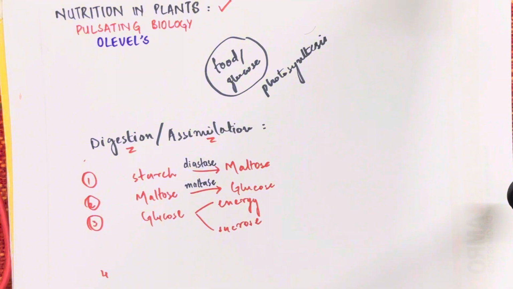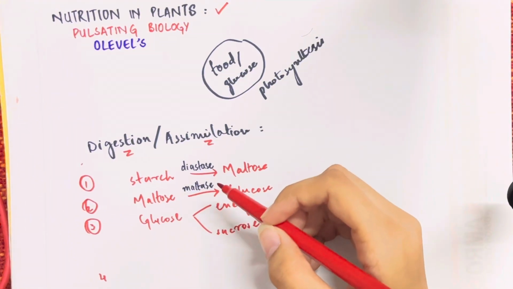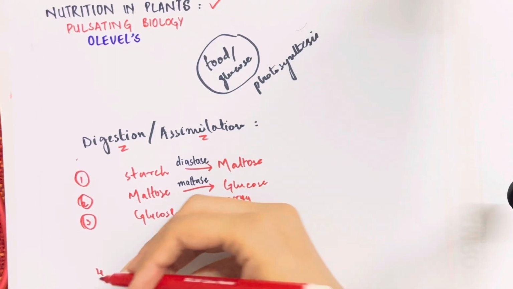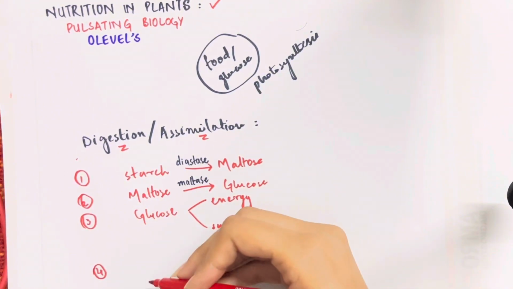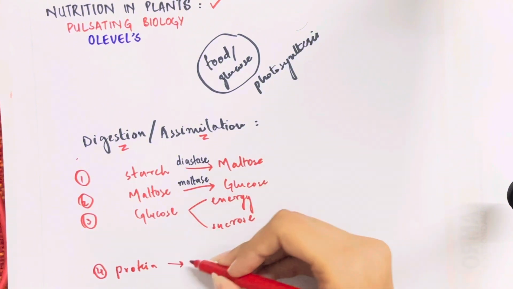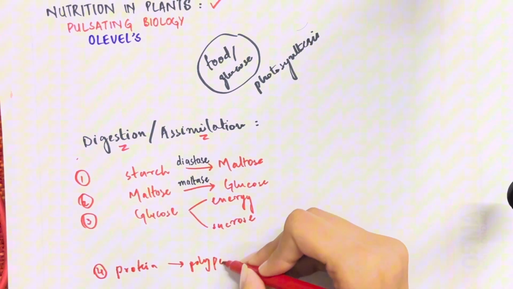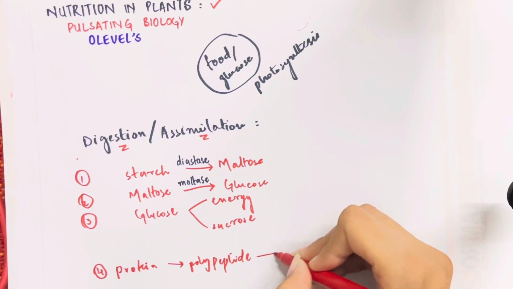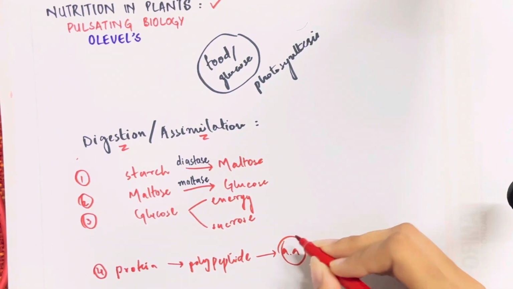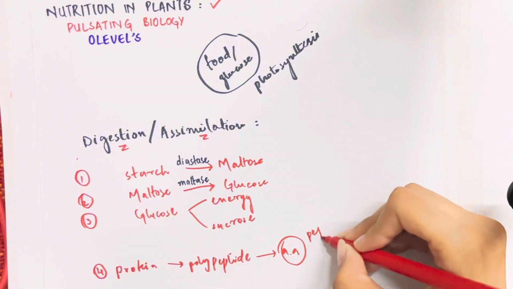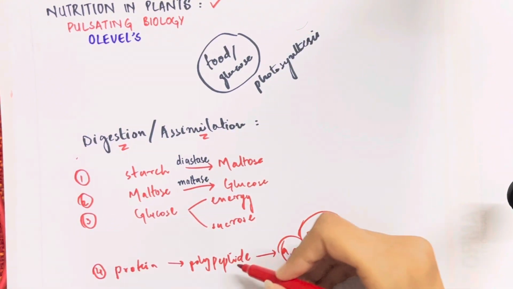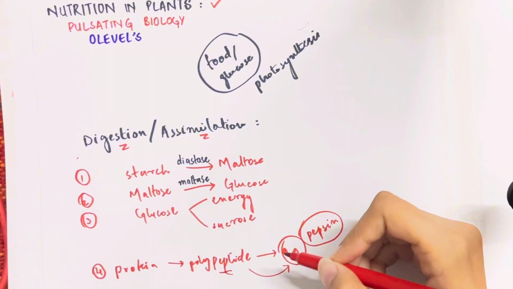When you talk about assimilation, the protein is digested into polypeptide and then into amino acids by an enzyme known as pepsin. So the protein is digested into polypeptide, which is a form of further protein, that is further digested into amino acids in the presence of an enzyme known as pepsin. Pepsin is an inactive enzyme. It becomes active and converts the polypeptide into amino acids.